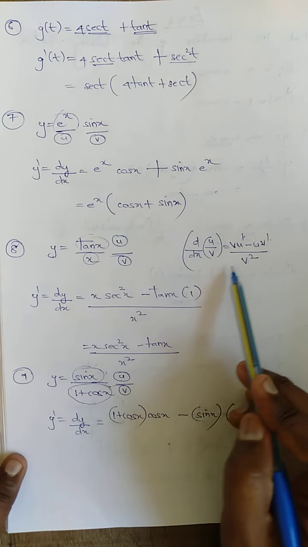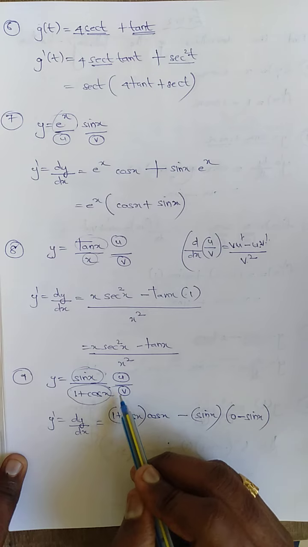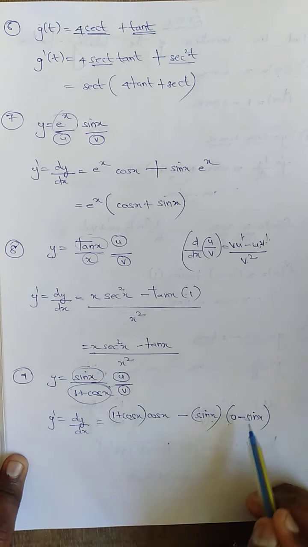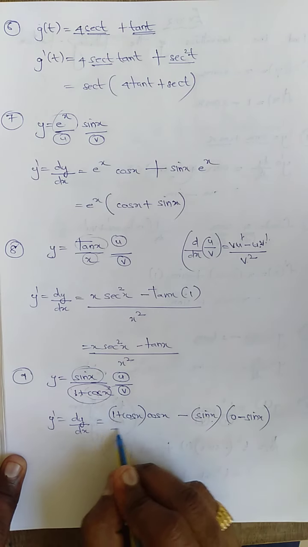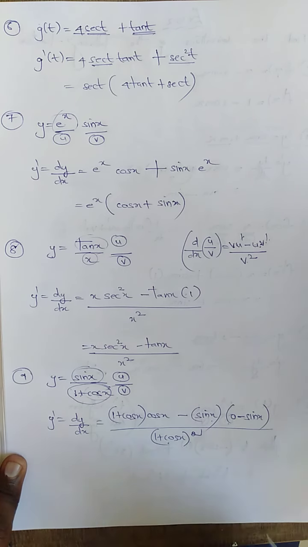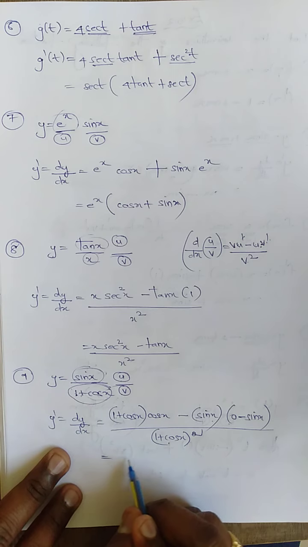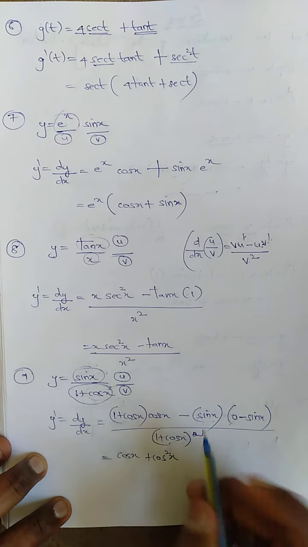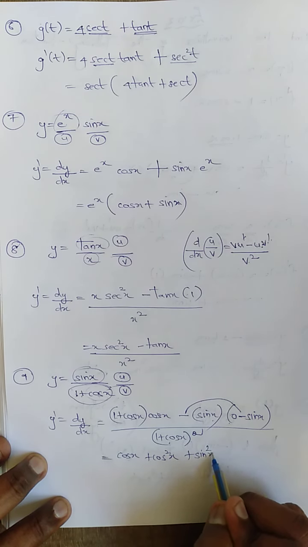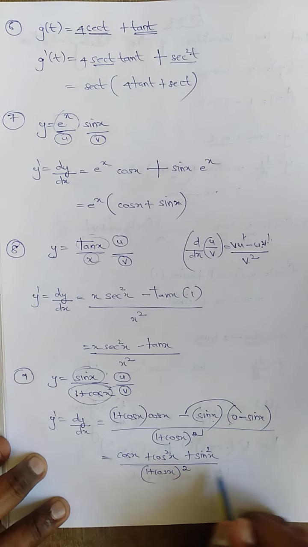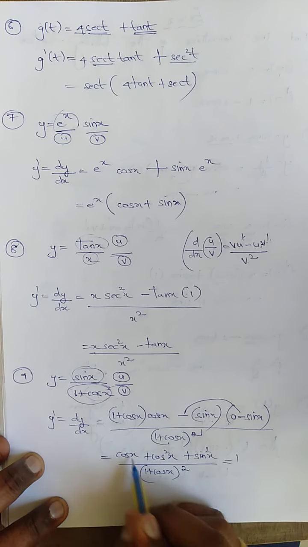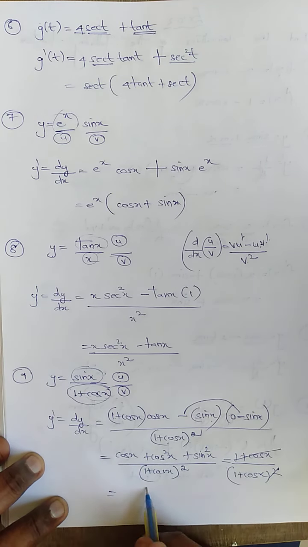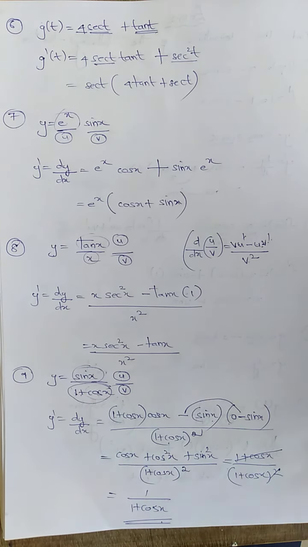You want to write carefully. v dash, differentiate of v: 1 differentiate is 0, this is a constant, differentiate of a constant is 0. Plus, cos x differentiate is minus sin x, put minus sin x, divided by v square, 1 plus cos x the whole square. So we need to write cos x into 1 is nothing but cos x, cos x into cos x is cos square x. Minus into minus is plus, sin x into sin x is sin square x, divided by 1 plus cos x the whole square. This is cos square x plus sin square x, nothing but 1. So 1 plus cos x divided by 1 plus cos x the whole square. This one and this one cancel. So what remains is 1 by 1 plus cos x, the required answer for this sum.